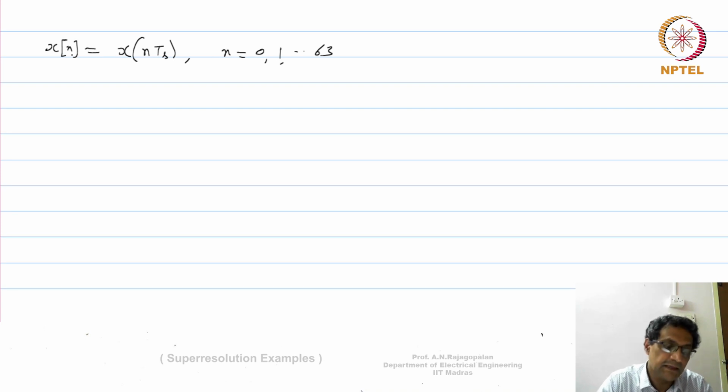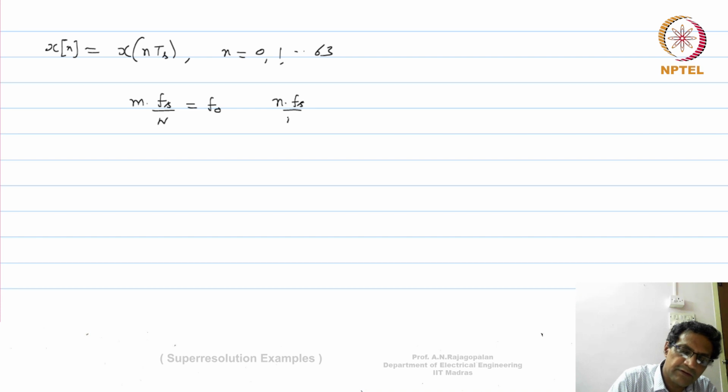Now in this, you will be able to see those two bins occurring at appropriate places, because some n times fs by N, where N is 64, will give you your first frequency f naught, and some other n times fs by N will give you your second frequency, which is f1. So if you compute the DFT of xn, you will see two peaks at those two frequencies. Now the problem is you are not going to get this from x of n.